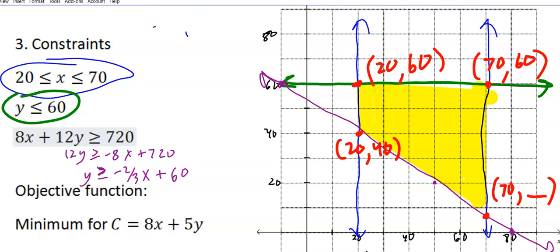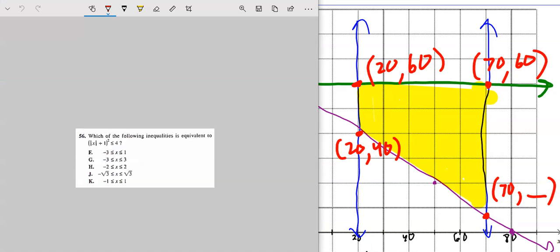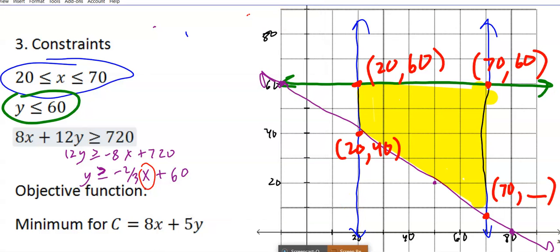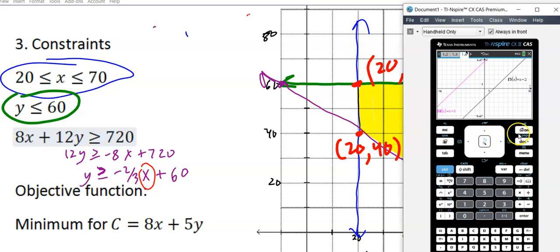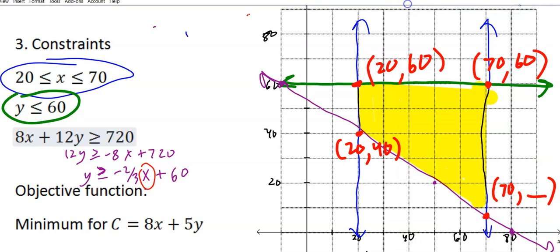One way of finding that is to plug into the function, the maroon line. So if I plug in 70, let's get our calculator out and do that. Negative 2/3 times 70, we know the x value, plus 60 is 40/3. Okay. So we've got 40/3.